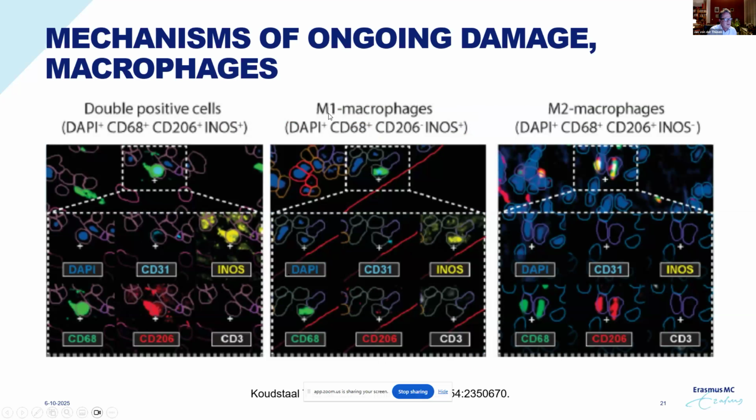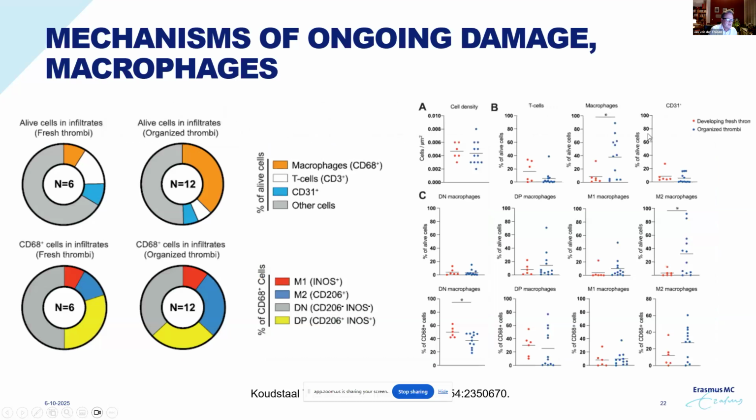macrophages, which can be either of the M1 phenotype with CD206 minus and iNOS plus expression, but conversely, the M2 macrophages would have CD206 on the membrane and don't express iNOS. And here we can see that in the CTEPH lesions, the organized thrombi tend to contain more macrophages, and this tends to be mainly of the M2 phenotype.